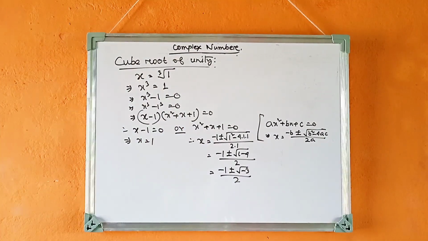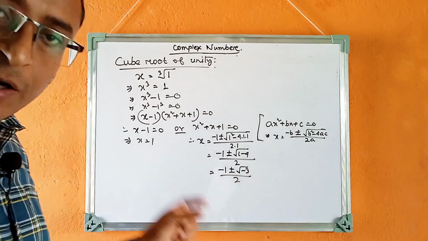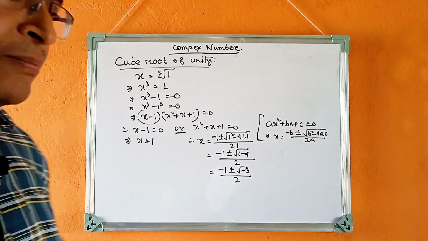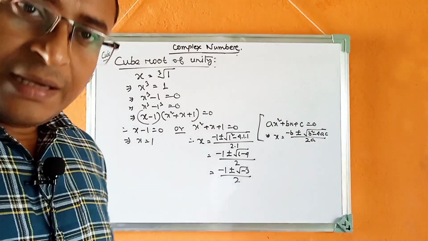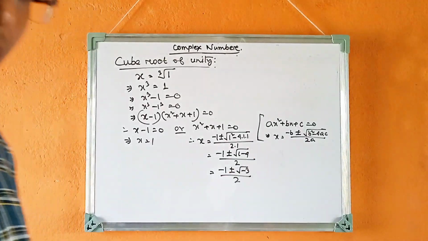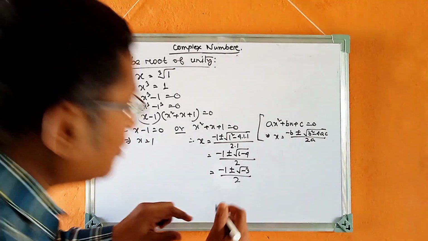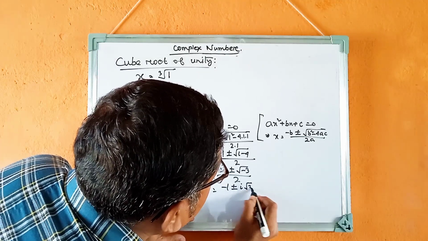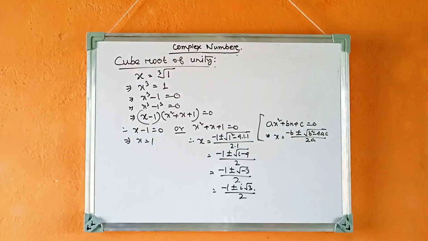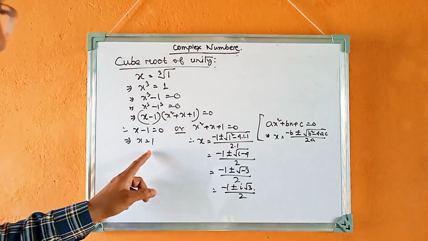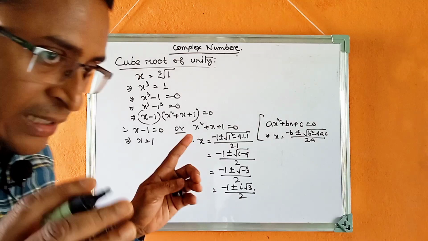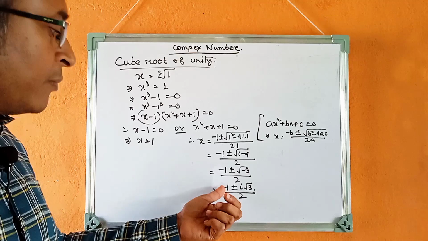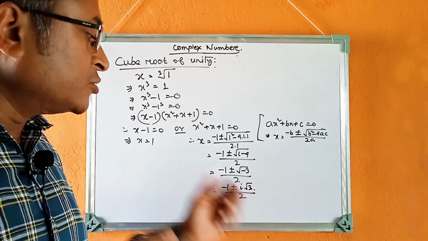Okay, this is the final answer. Now root over minus 3 is root over minus 1 into 3. What do you mean by root over minus 1? That is i. In complex numbers, the meaning of root over minus 1 is i. So we write minus 1 plus minus i into root 3, divided by 2. So one root of this equation is 1, another root is minus 1 plus i root 3 by 2, and the third one is minus 1 minus i root 3 by 2.